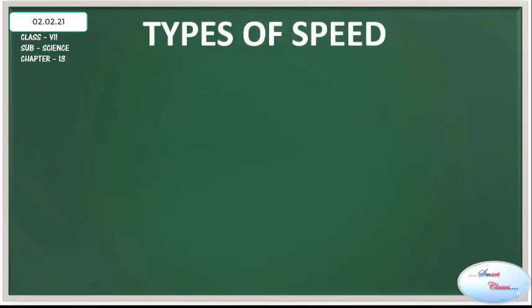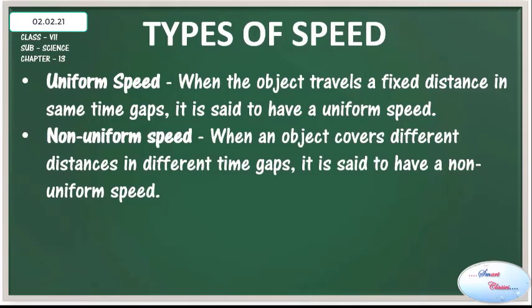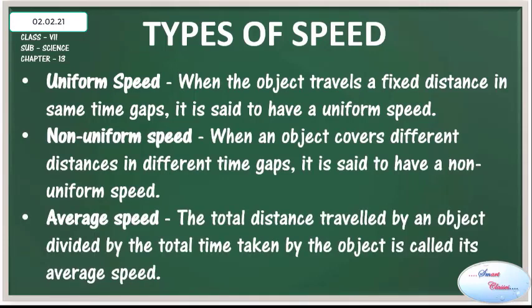Types of speed: uniform speed, non-uniform speed, and average speed. Uniform speed: when the object travels a fixed distance in the same time gaps, it is said to have a uniform speed. Non-uniform speed: when an object covers different distances in different time gaps, it is said to have non-uniform speed. And average speed is the total distance traveled by an object divided by the total time taken by the object.